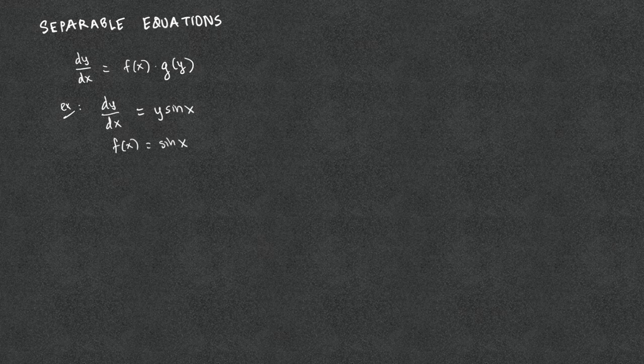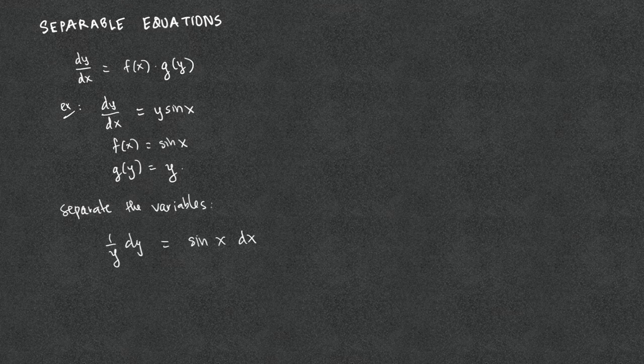Separable equations. A differential equation is called separable if we can write it as a product of two functions, one in terms of x and the other in terms of y. For example, dy/dx equals y sine x, where f of x is sine of x and g of y is y. And so it is a product of two functions, f of x and g of y. If it is separable, we can separate the variables.